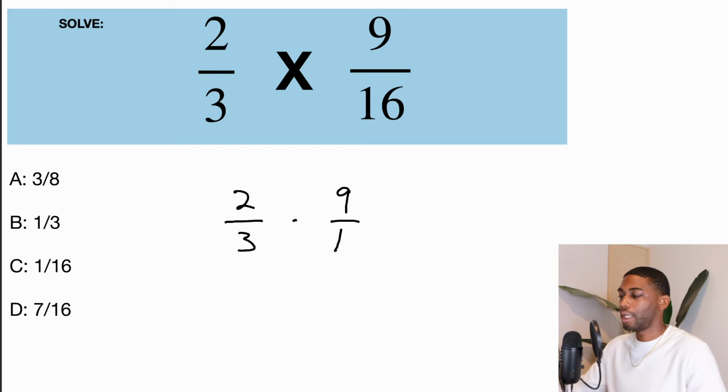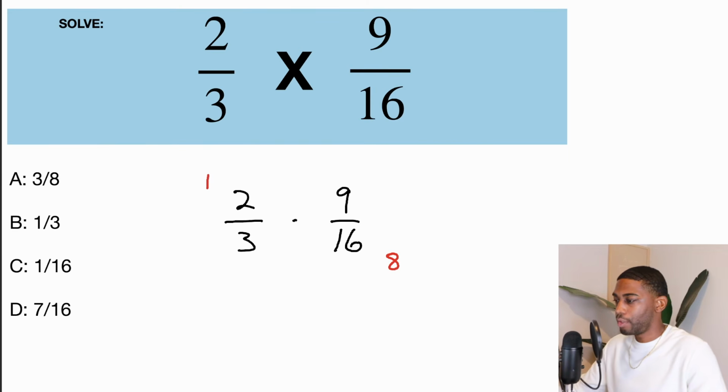Me, I don't even care if it looks small, right? I cross simplify everything. So what number goes into both 2 and 16? 2 itself goes into both 2 and 16, right? 2 goes into 2 a total of 1 time. 2 goes into 16 a total of 8 times.